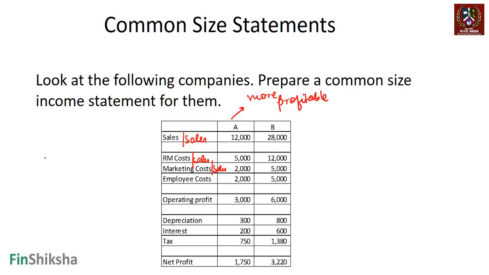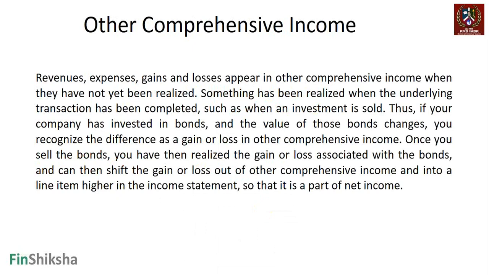All you need to do is take each line item and divide it by the sales number to get a common size statement in percentage terms. You will probably have to practice a little bit more with this with multiple companies and multiple exercises, but that's the broad crux of how you go about looking at a common size statement, right?